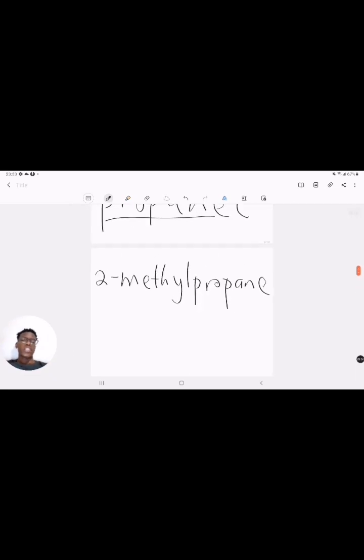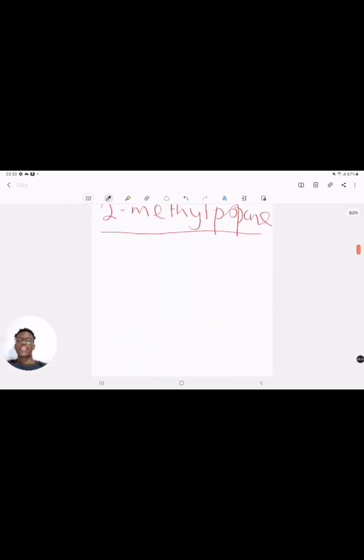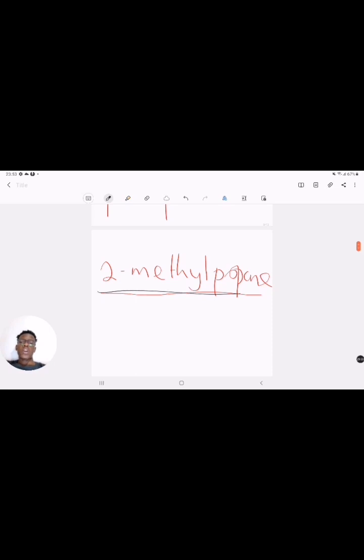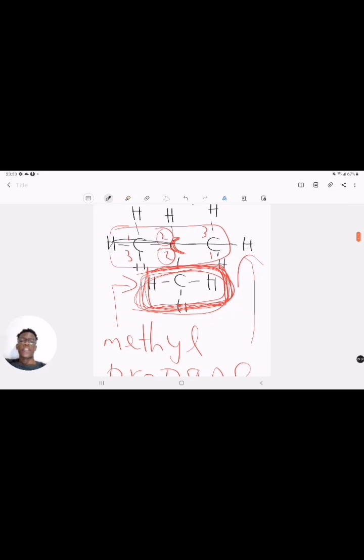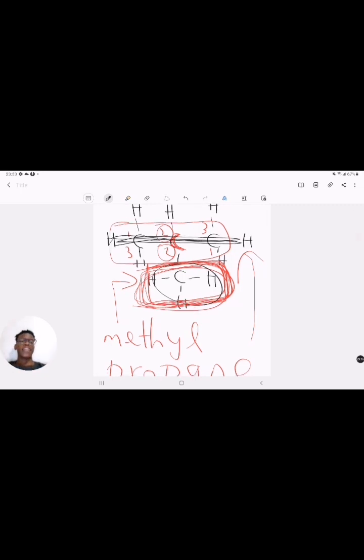Okay, and you will notice that the name is identical to this name, 2 methyl propane, which is what we got when our parent chain was this. This was our parent chain and this was the branch. Exactly the same answer, exactly the same thing. Okay, so that's how you would name that.